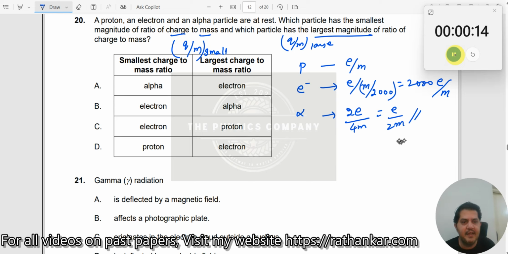Okay. Now which one has the smallest E by 2M? This has the smallest, because of 2M. Alpha particle, so this goes away. And which has the largest E by M? Electron. Electron, alpha, and so the answer is E.